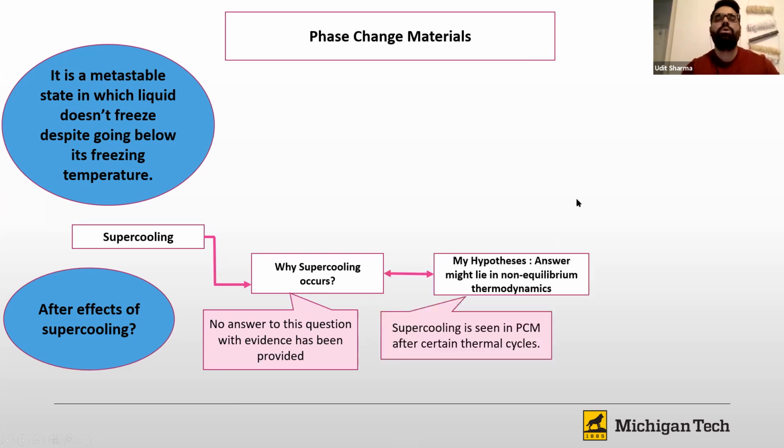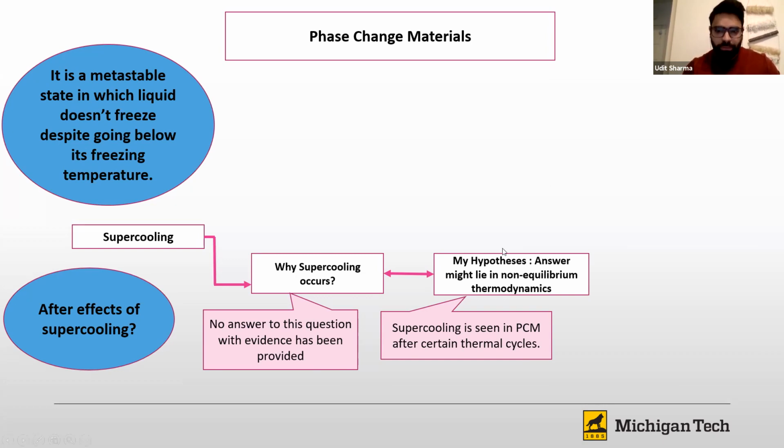However, I have my own hypothesis. What I personally feel is that supercooling occurs due to the non-equilibrium aspect that is associated with it. When we consider the phase change operation, we consider it to be isothermal. Theoretically, it is isothermal. But when you dig deep down and look at it from the non-equilibrium aspect, you will see that it is not isothermal.